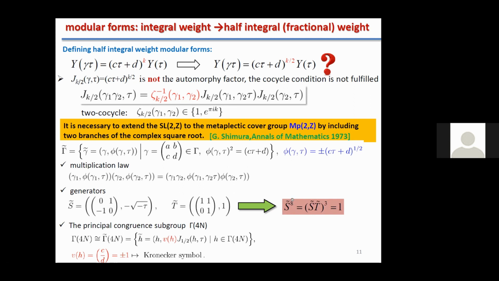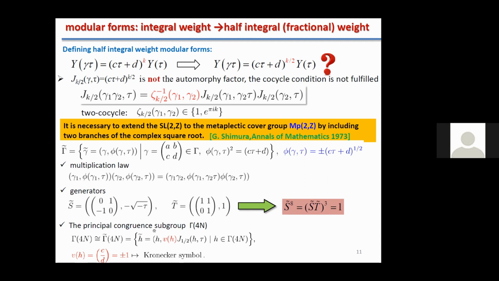But here S cube, S eighth power equal to 1. So it is 10. And we can also define the principal congruence subgroup. For the half integral weight, only gamma 4n is meaningful, and we define gamma 4n in this way. And the gamma 4n tilde is isomorphic to gamma 4n.